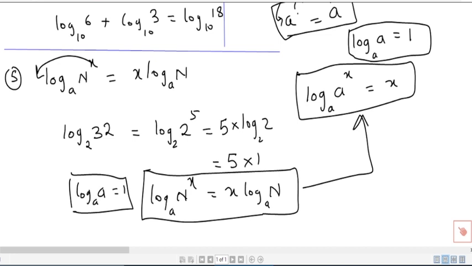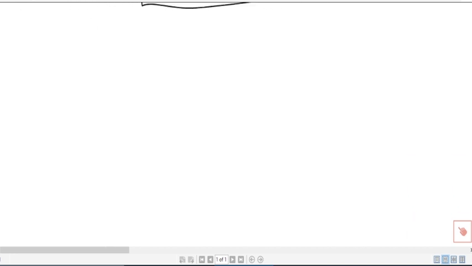because here I am explaining it again. Log a of a to the power x is equal to x log a of a, which is equal to x into 1, because this portion is 1. Fine. So this property you understand now.